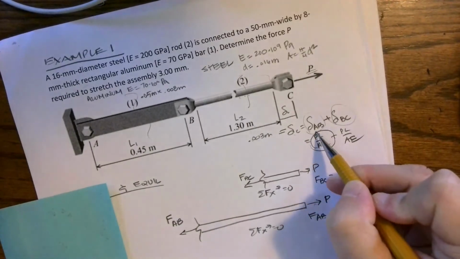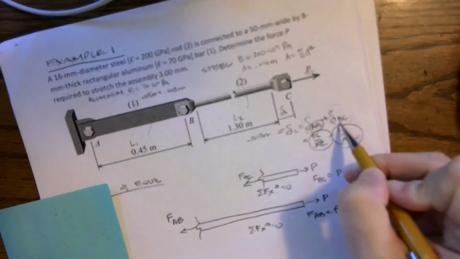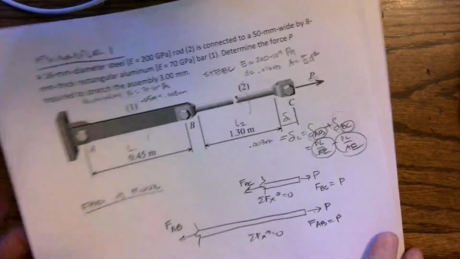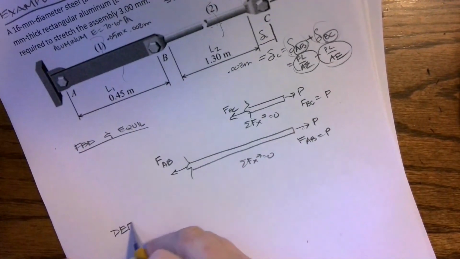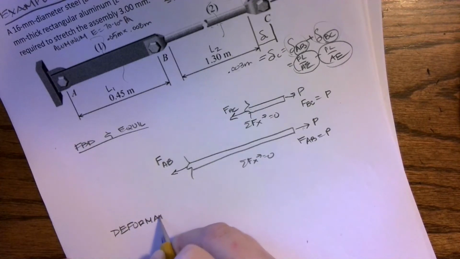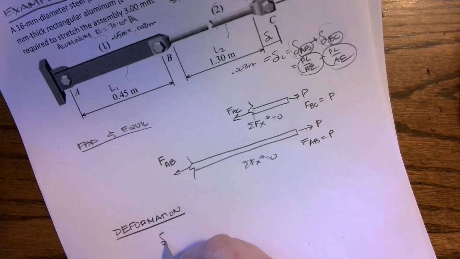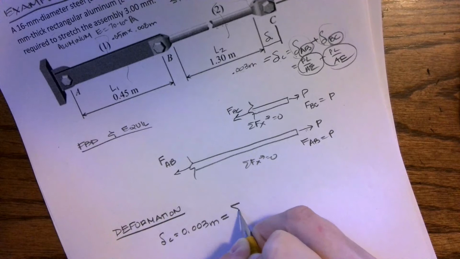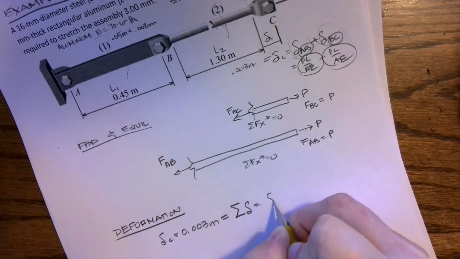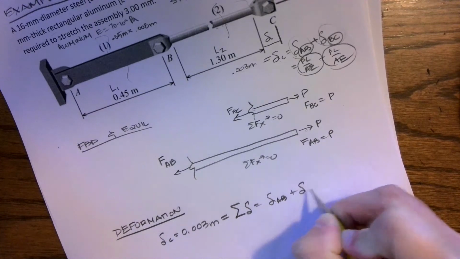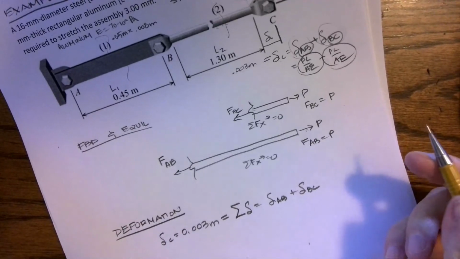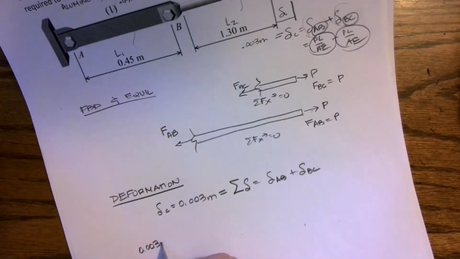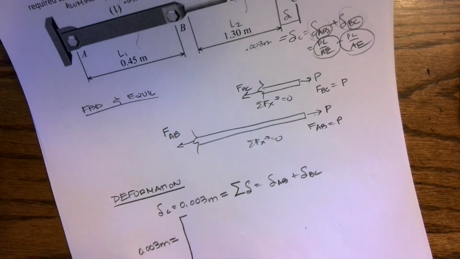These are associated with A to B and this is B to C. So now we look at deformation. We always start with equilibrium and then we look at deformation. So I have delta C is 0.003 meters, and this is going to be the sum of my deltas, which is delta A to B plus delta B to C. So we can set that up. 0.003 meters equals, okay, we're going to sum up.